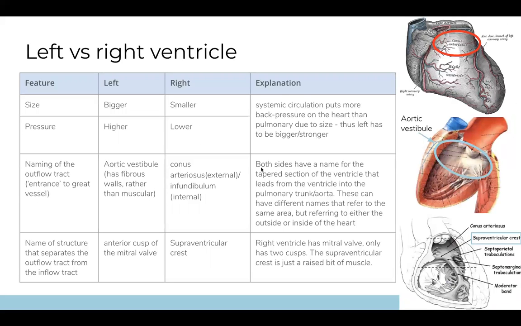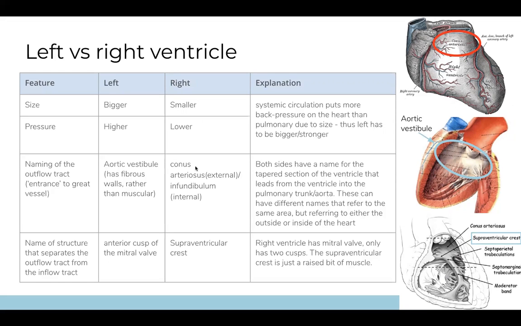And in the left ventricle, because it's going into the aorta, it is called the aortic vestibule. And a note about this is it has fibrous walls rather than muscular. So as you can see over here, it's hard to really distinguish the aortic vestibule from the rest of the chamber, but it's just kind of an arbitrary thing. And this has fibrous walls instead of muscular, so that's the way that you can kind of identify it.